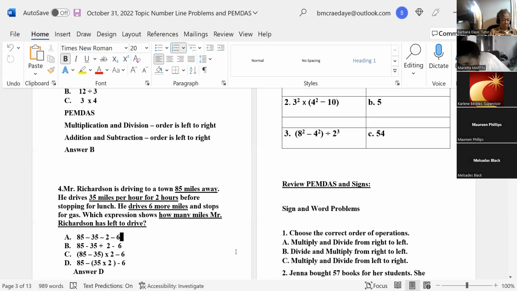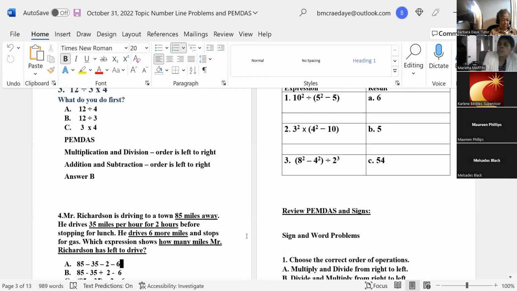I agree that B is correct, but I was wondering why minus 6. Is it the order the way you set the answer? Yeah, he drove 6 more miles. That's 6 subtracted from his total. Just like the 35 miles per hour for 2 hours is 70 miles subtracted from the total. All right. Does that answer your question, Mercedes? Yes, miss. Okay. So the answer, like Maureen said, was D. Yes.